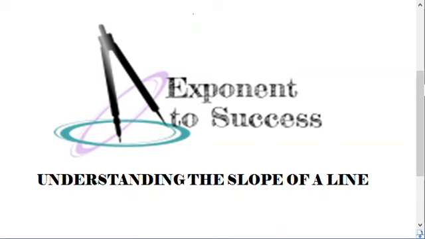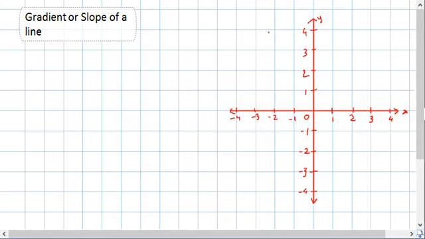And today's video talks about understanding the slope or gradient of a line. Now, how does one see what the gradient of a line is or what the slope of a line is? But before we actually head into the video, I wanted to discuss a few points with you. First of all, I'm going to discuss the coordinate system with you.